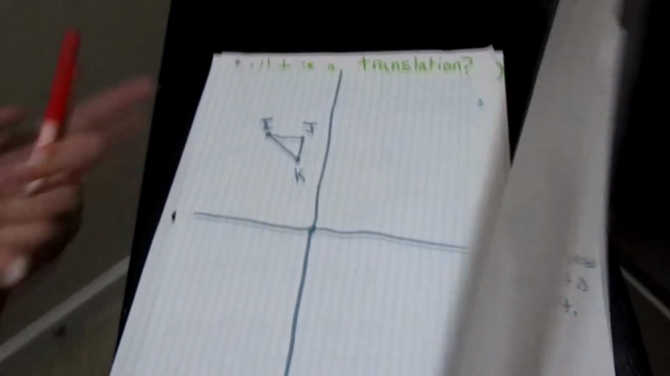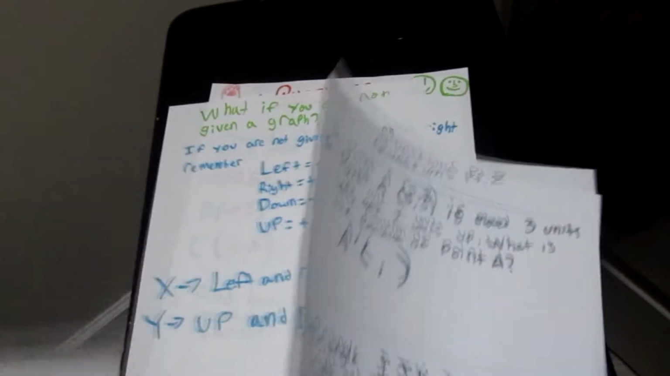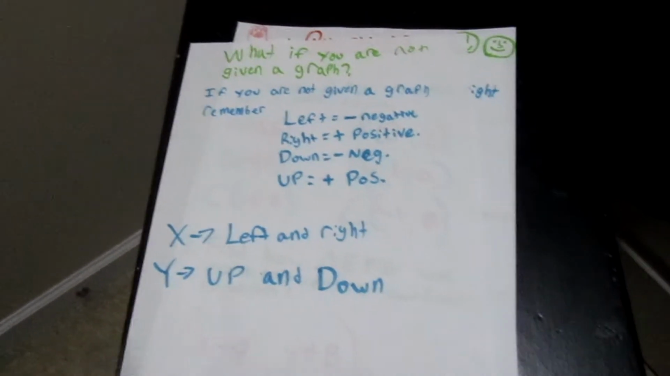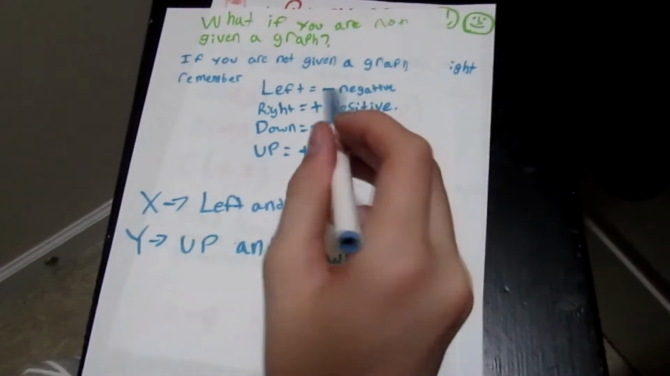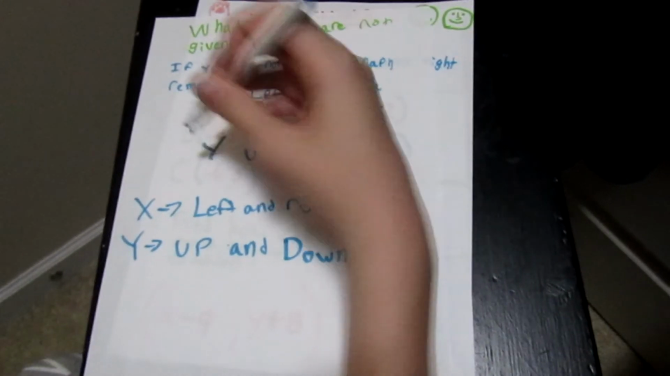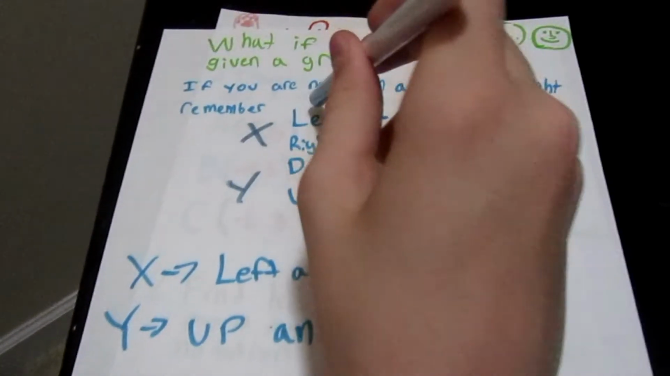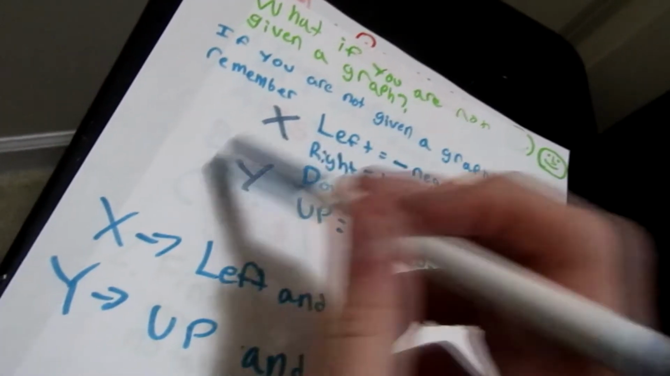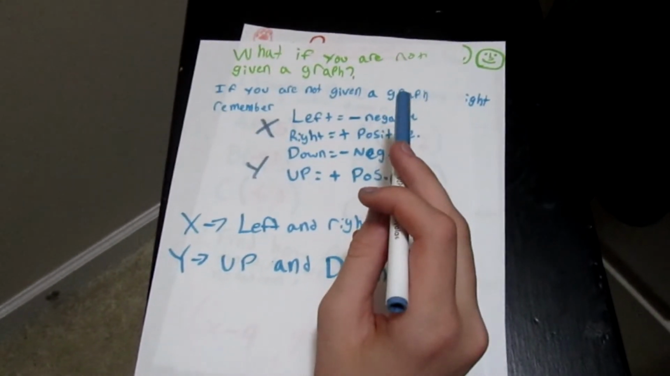As you can see, we don't have a graph for this problem, and so this brings us to our next little problem: what happens if you're not given a graph? Remember that if it says left, it's going to subtract from the overall number. If it goes right, it's going to add. This is for the x values and this is for the y values, just to clarify a little bit. So we know that left and right affect the x-axis, and y is down and up. One's negative, one's positive.